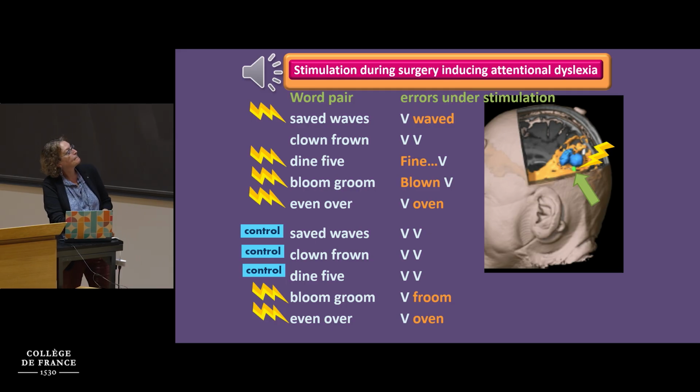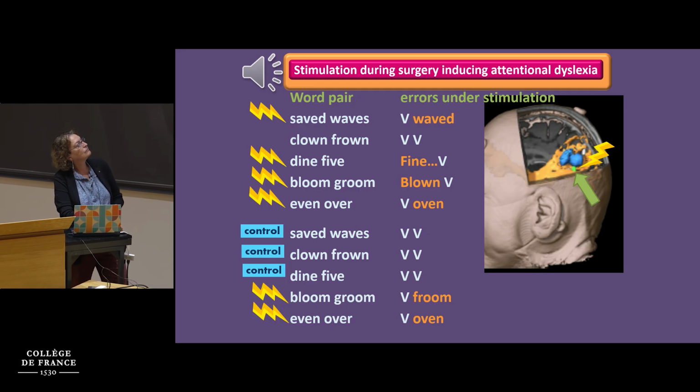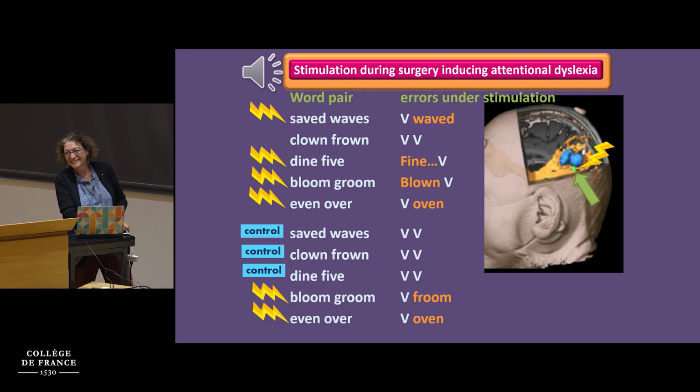Save the waves, clown, frown. No, sir, no stimulation. Died five. Stimulation. Blown, grew. Given, oven. No stimulation. Waves, clown, frown. Dine, five. Gloom. Stimulation. Fruit. No. Gloom, groom. Even, oven.